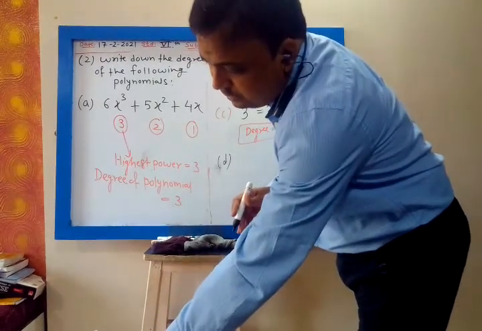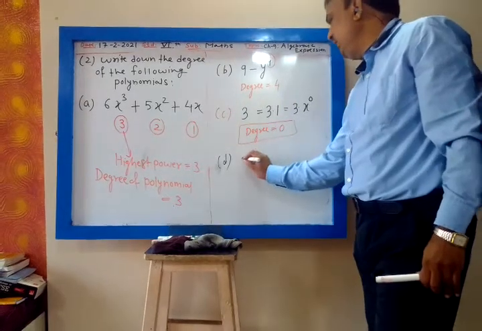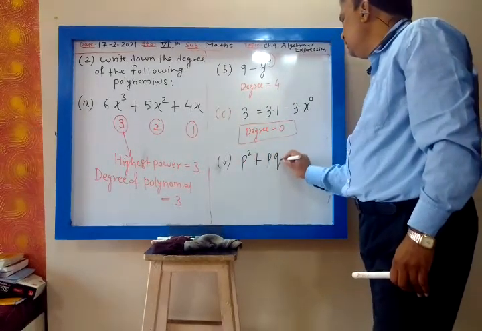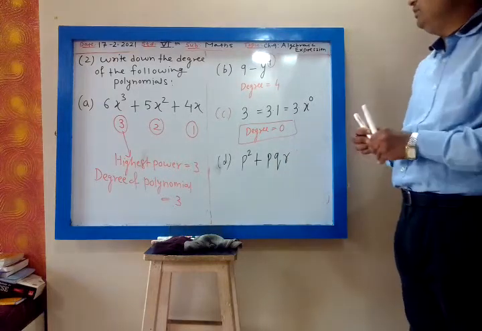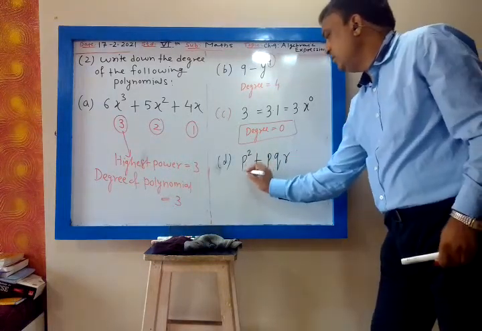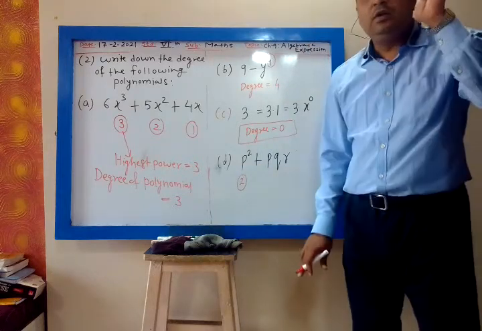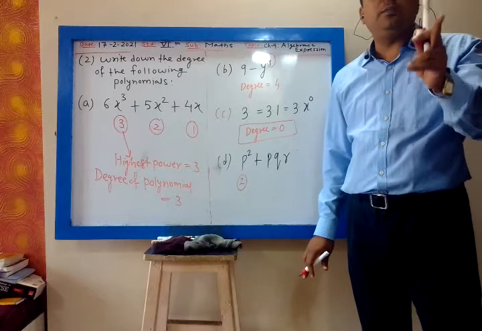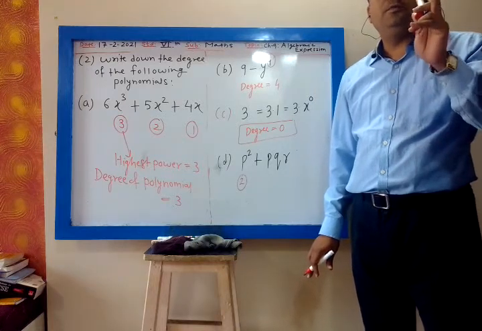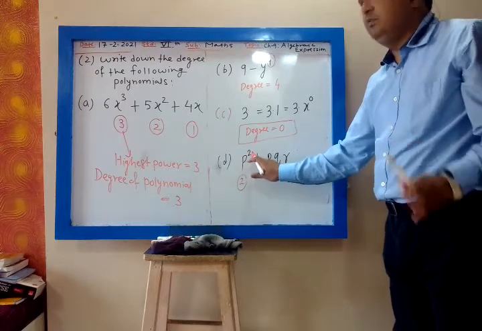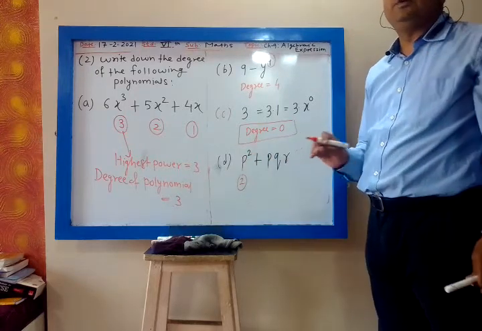Next, p square plus p square plus pqr. What is the power of this? 2. What is the power of this pqr? Now all of you stop writing and pay attention, because this is different. Power of p is 2.